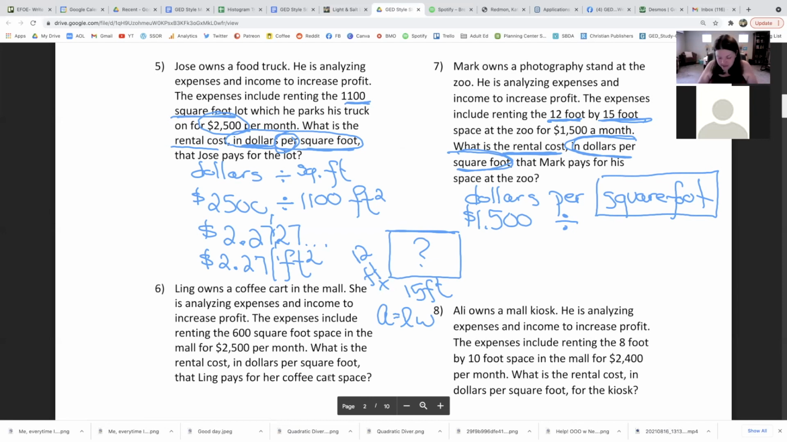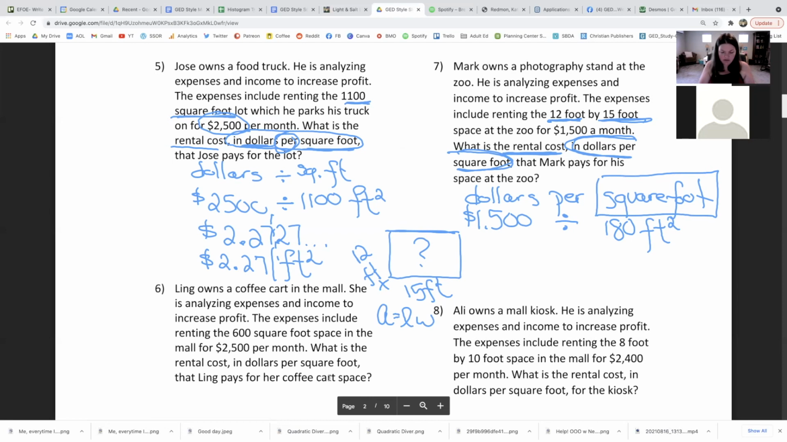Now that is in square feet. That's 180 square feet. Now I have the information I need to divide. See how this one was trickier. So 1,500 divided by 180 square feet gives me, oh, I must have typed something wrong. I'm $83 per square foot.